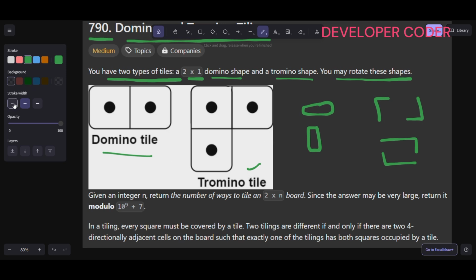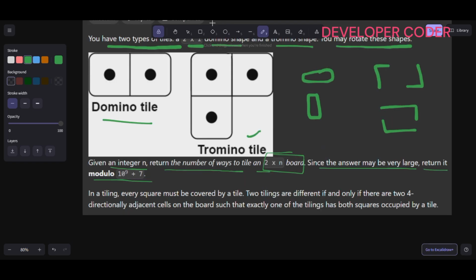Now, given an integer n, we have to return the number of ways to tile a 2 into n board. Since the answer may be very large, we have to return it modulo 10 to the power 9 plus 7. So, a 2 into n board.